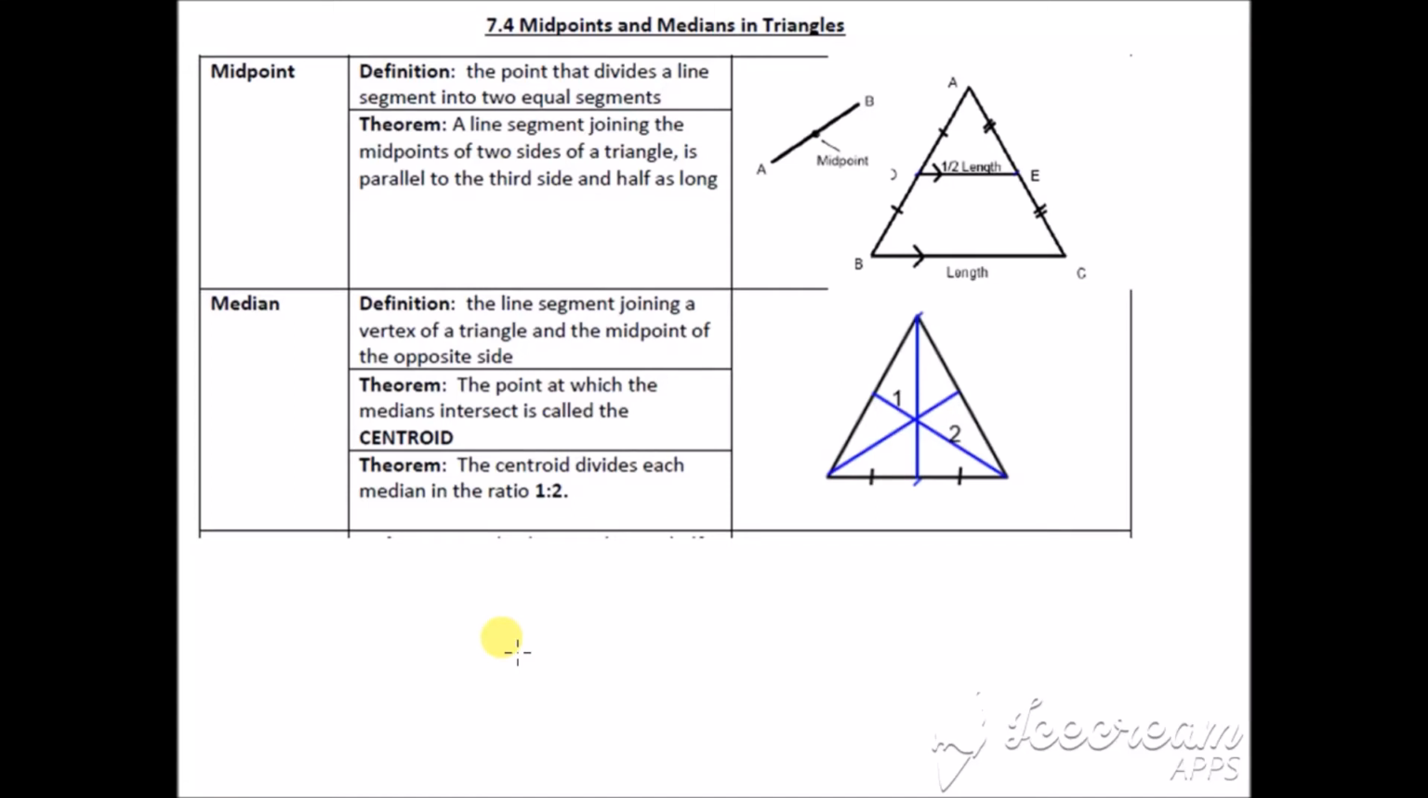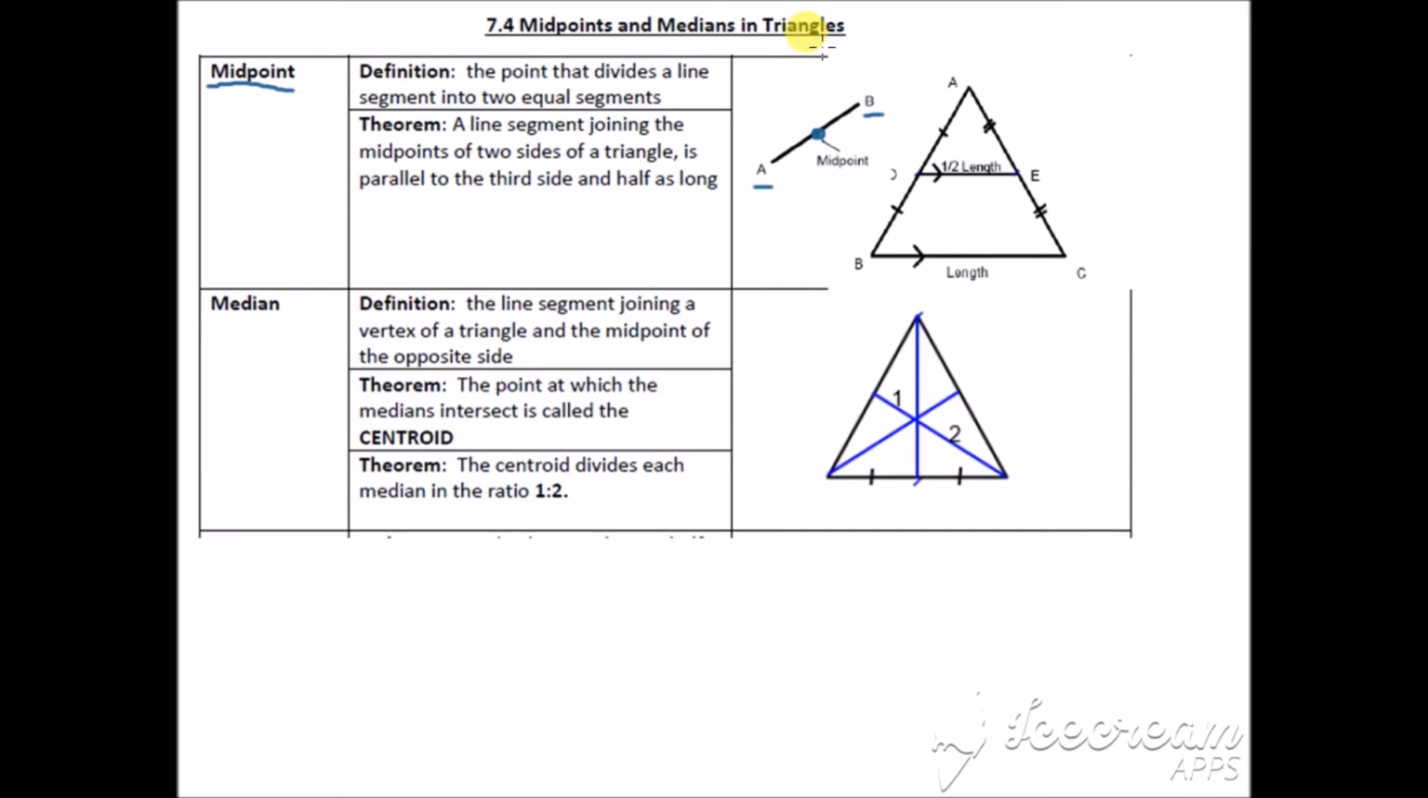7.4, midpoints and medians in triangles. So we're just going to look at a couple of definitions. So what is a midpoint? Well, a midpoint is the point that divides a line into two equal segments. So for example, if the line is from A to B, the midpoint is the point right in the middle.